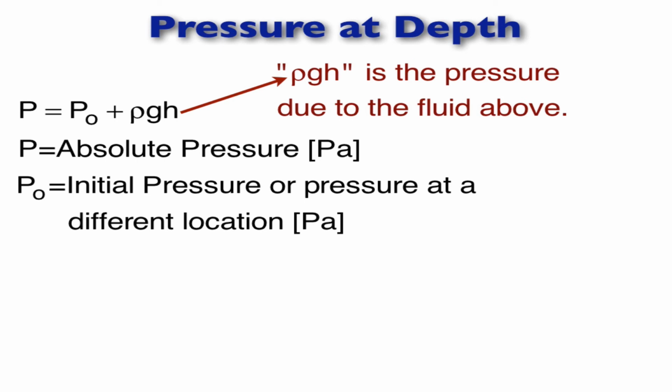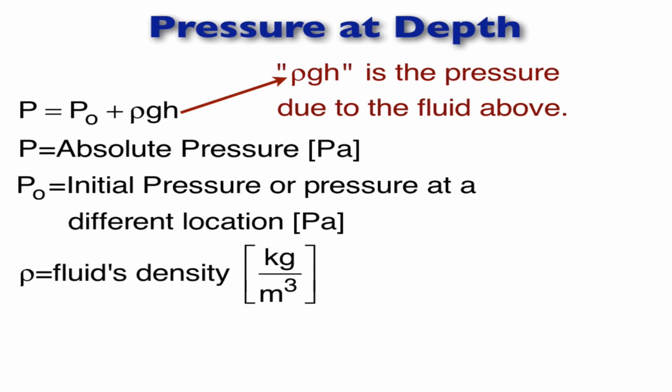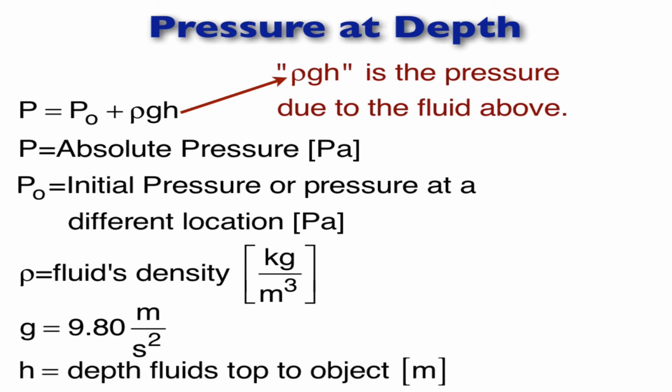So we're talking about pressure at depth. Rho g h is the pressure due to the fluid above. P is the absolute pressure. P naught is the initial pressure or pressure at a different location. Remember, as I add up my pressures, in this case I had two above it, one due to the atmosphere and one due to rho g h. Rho is the density of the fluid, and g is just 9.8. It's not negative, it's positive, 9.8 meters per second squared. And h is kind of a weird way of saying it, but it's the depth from the fluid's top to the object. In other words, it's how far underneath that water line it is.